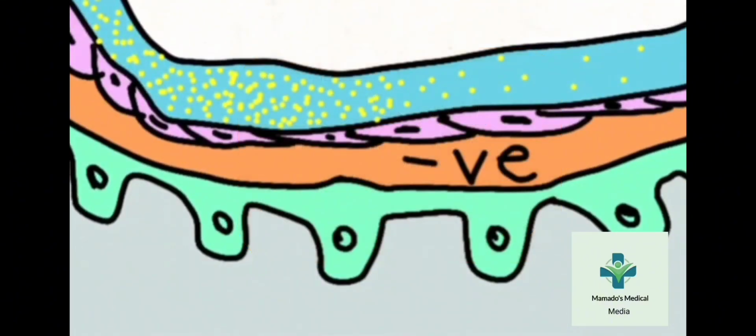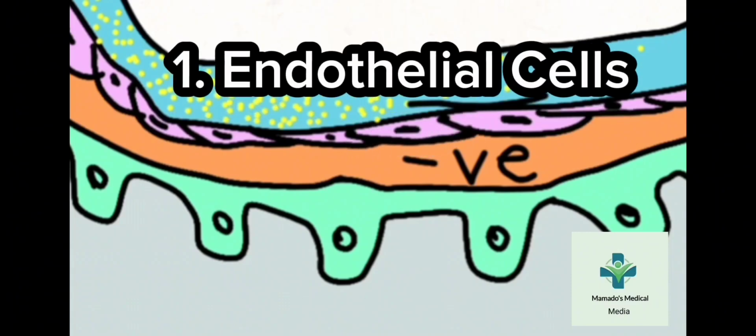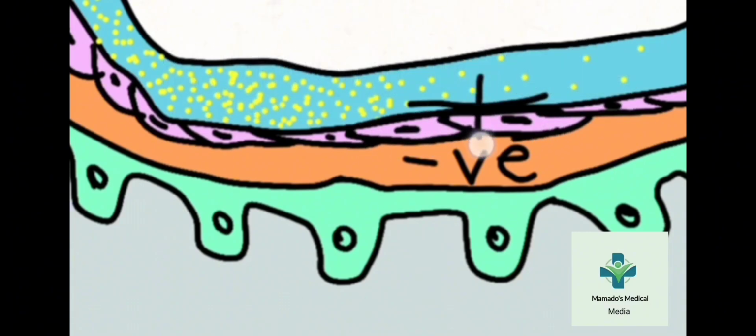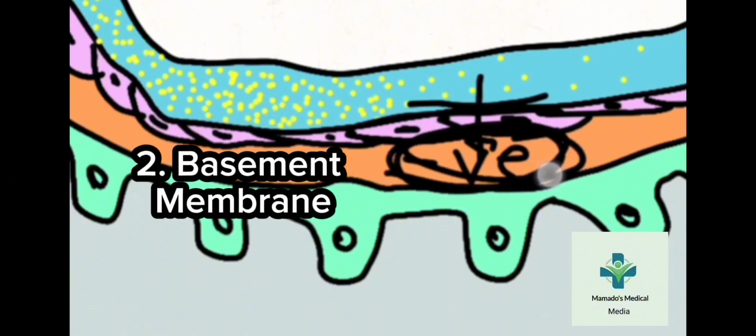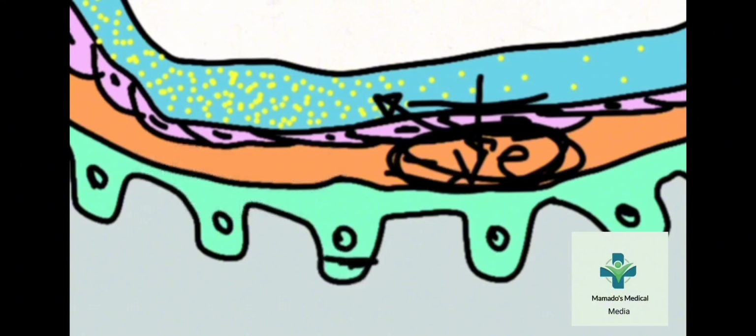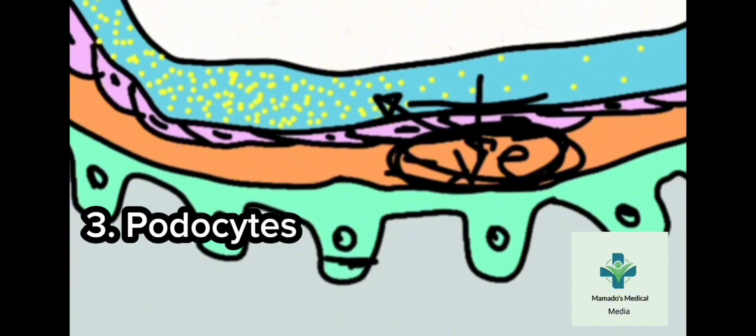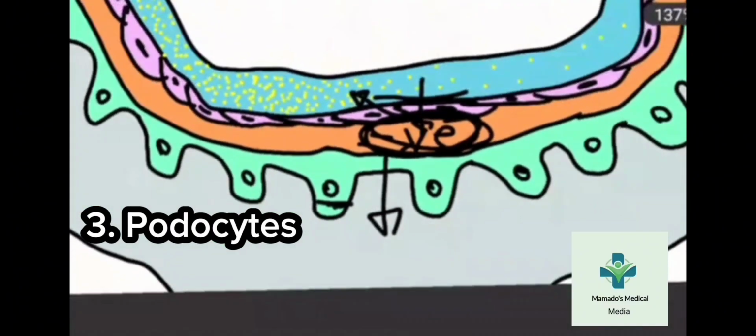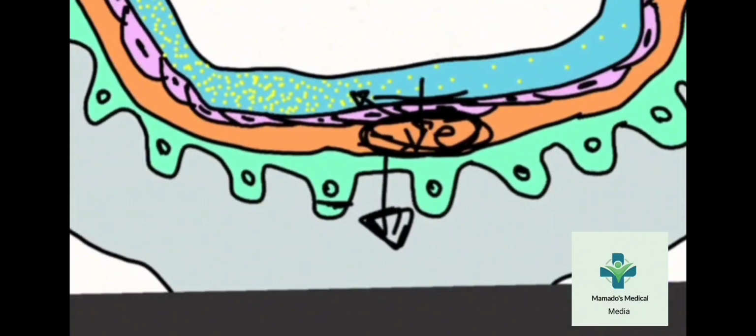First, there is a layer of endothelial cells with small pores. These pores allow fluid and small molecules to pass through. Next, there is the basement membrane, which carries negative charge. This negative charge repels negatively charged substances unless they are very small. Then comes the layer of podocytes, which form narrow slits that further filter the fluid. In the end, only very small molecules make it through all three layers and reach the Bowman space.